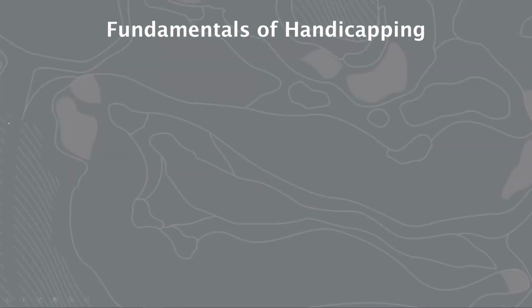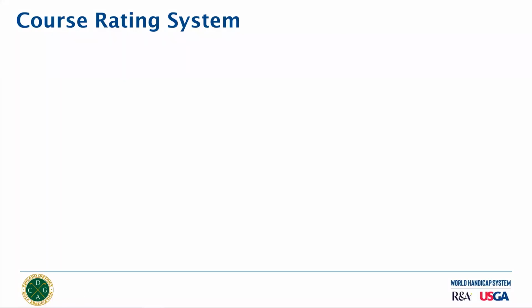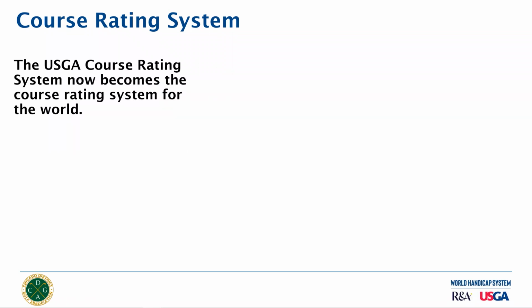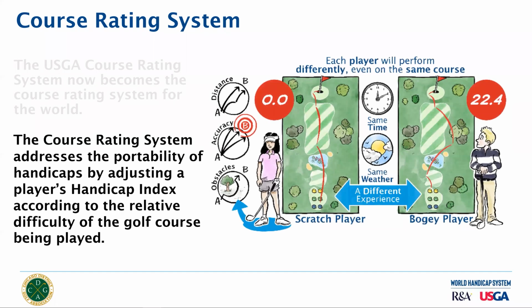Fundamentals of handicapping. The course rating system. The USGA course rating system now becomes the course rating system for the entire world. Course rating system addresses the portability of handicaps by adjusting the player's index according to the relative difficulty of the golf course being played. This is not a new concept for us in the United States.